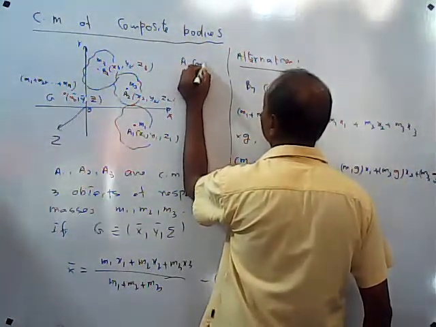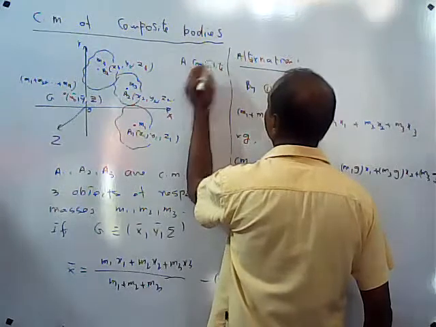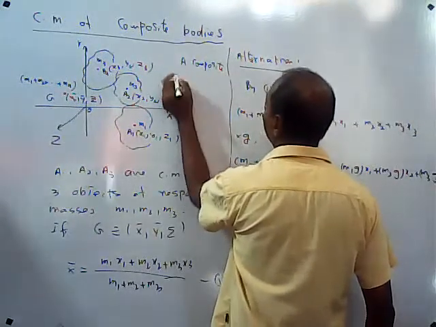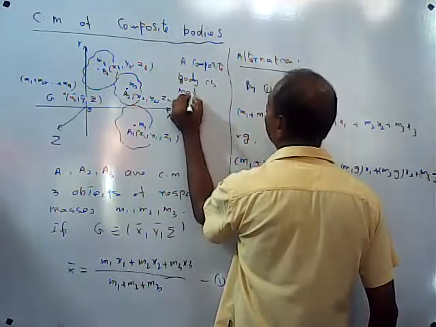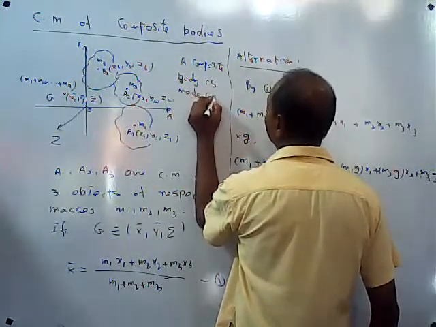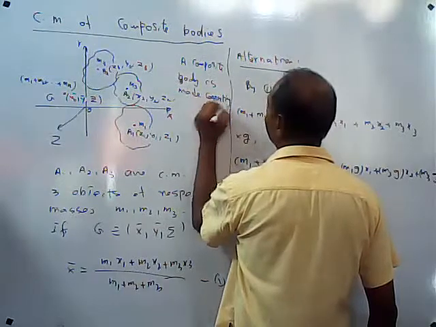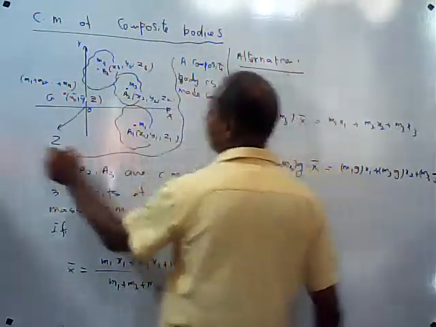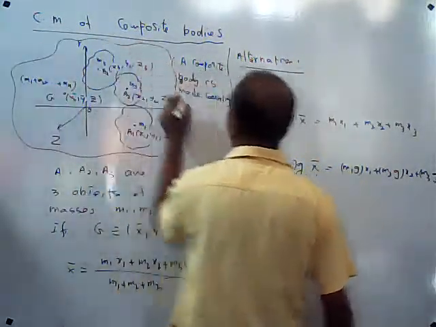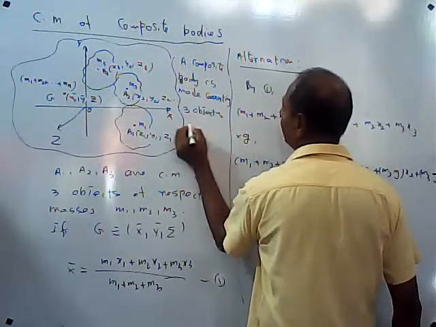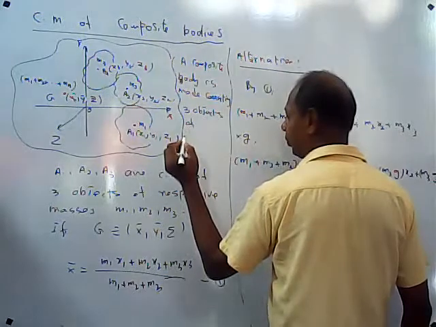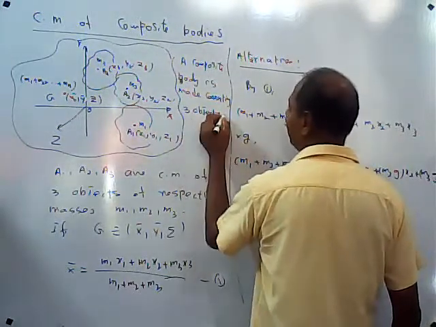Composite body is formed, is made by connecting three objects, three objects, right?